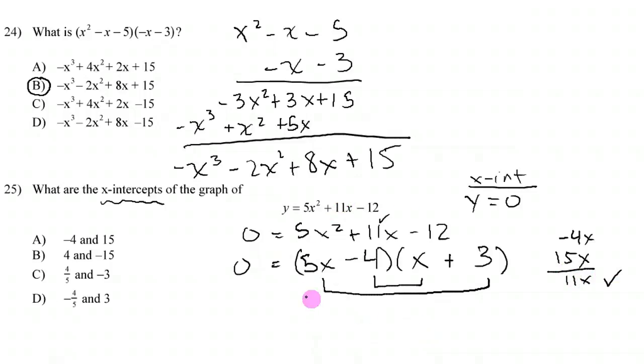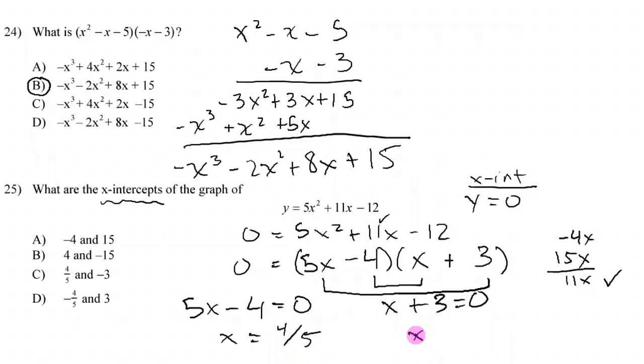Good, so this is factored out, but now we just apply the zero product property, which says, okay, I have 2 things that multiply to 0. Well, either this one is equal to 0 or the other one's equal to 0. And we solve and get our answers. So here you'll get 4/5 if you solve it. And here you get -3. So let's see.